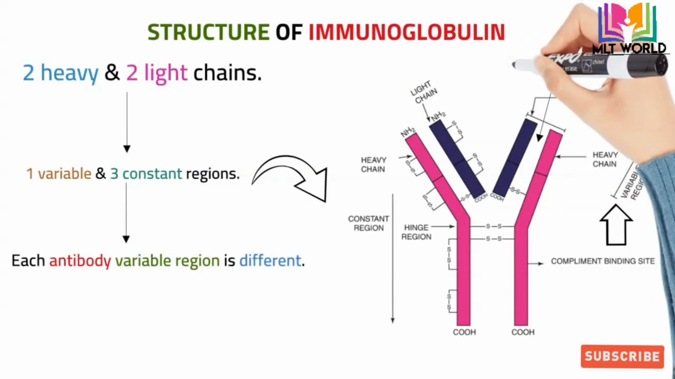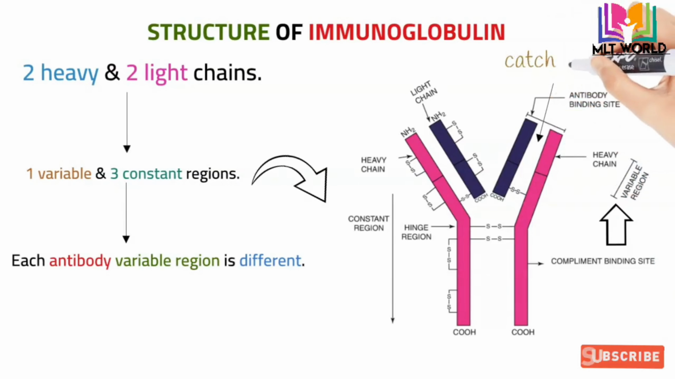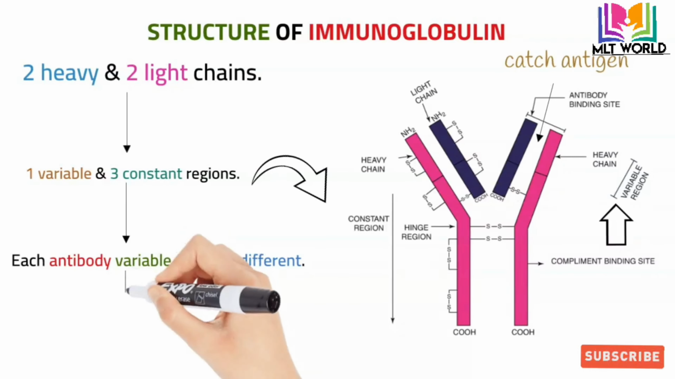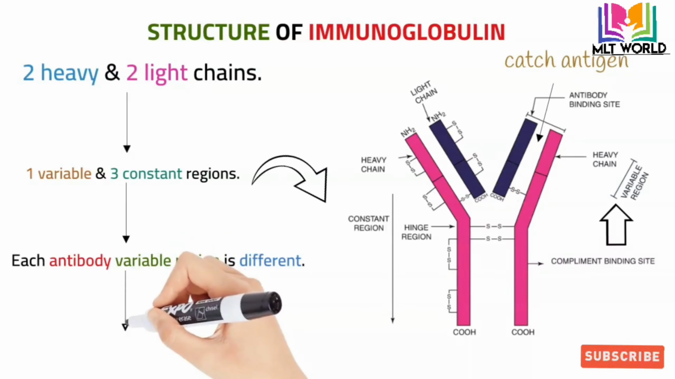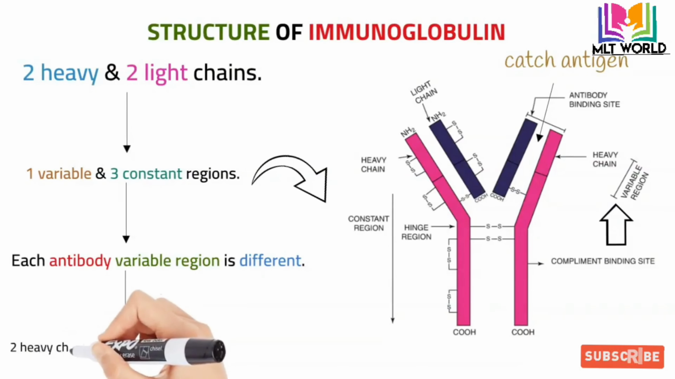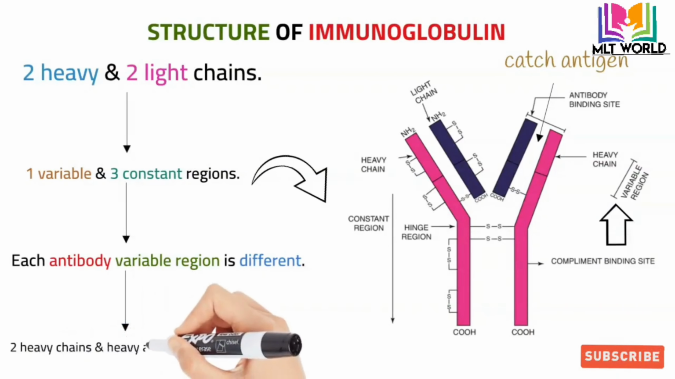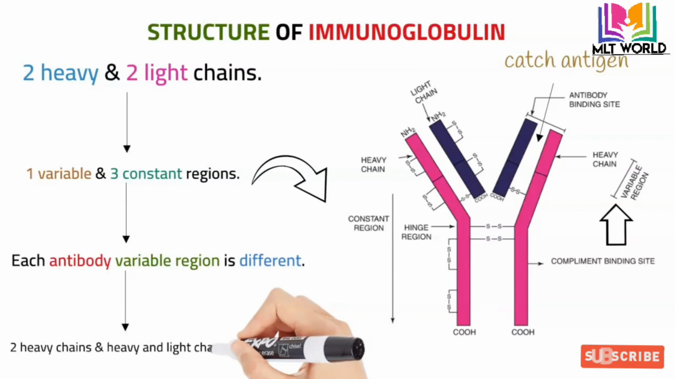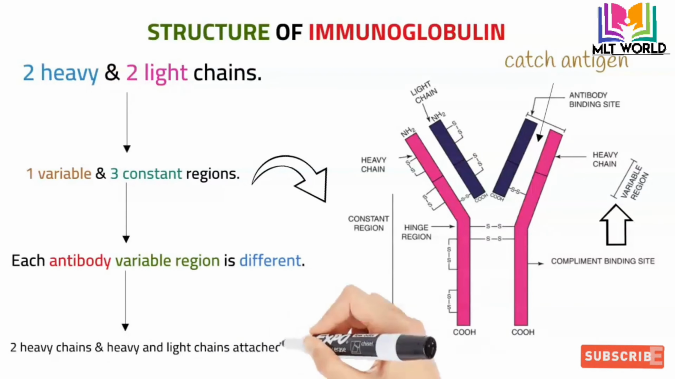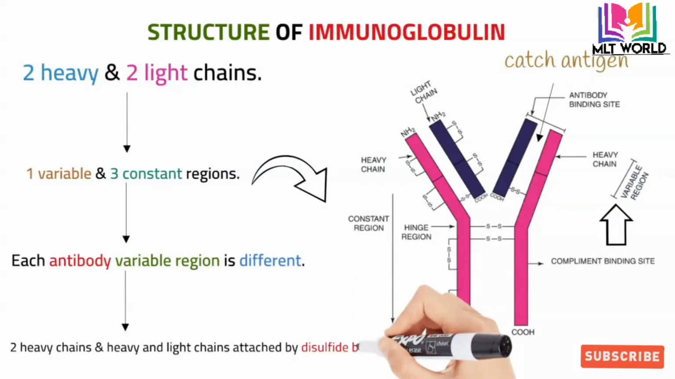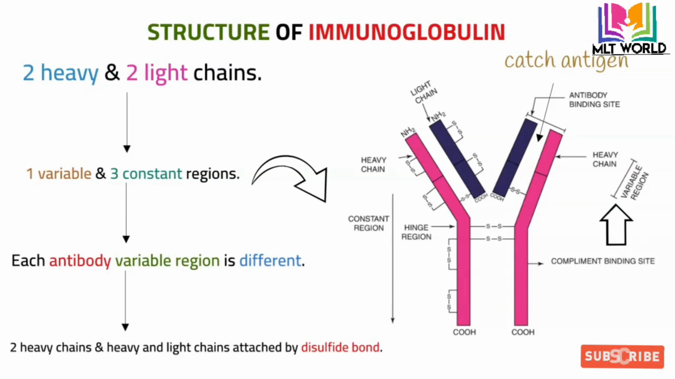This is the point where antibodies will catch the antigens, or we can say they can trap the antigen in this area. So the variable region is involved in catching the antigen. And the heavy chain and light chain are attached by a disulfide bond, which I will also show you with an arrow.